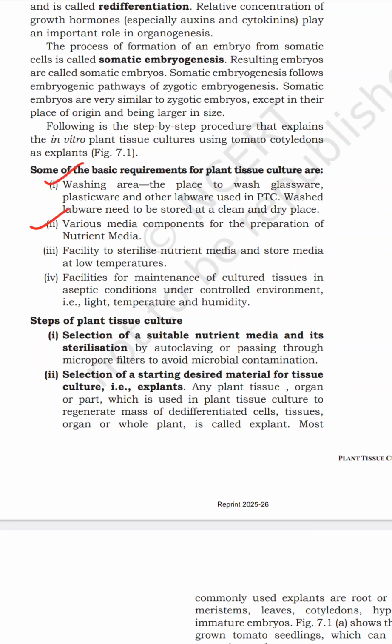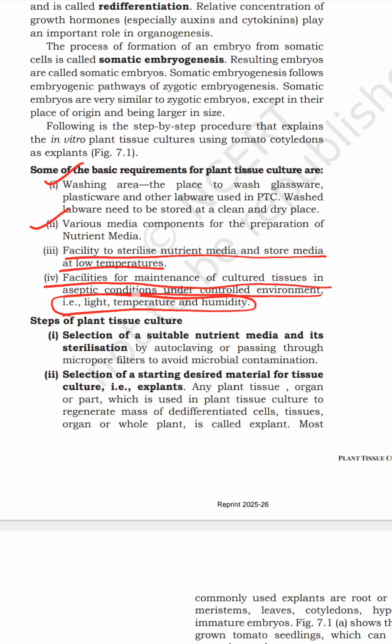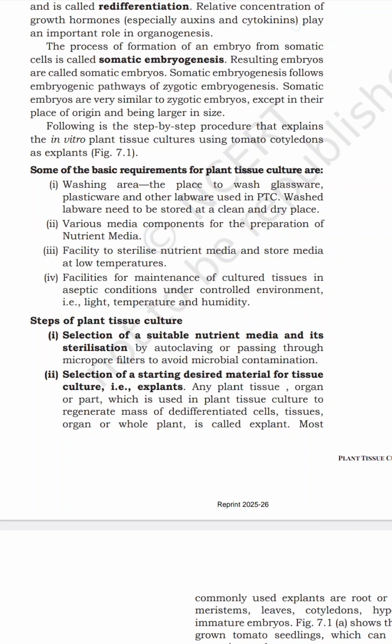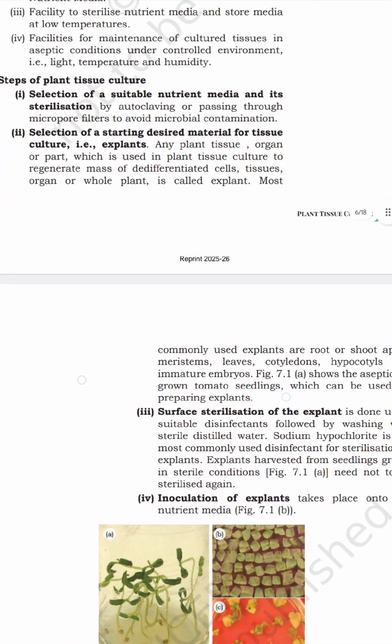Various components of nutrient media are prepared for the preparation of the nutrient. Again after that, sterilization should be done at a lower temperature, so that nothing else enters. Facilities are needed for maintaining culture tissues in aseptic conditions under a controlled environment like temperature, humidity and lower temperature. All are needed for the culture media. Here are the steps included for tissue culture.